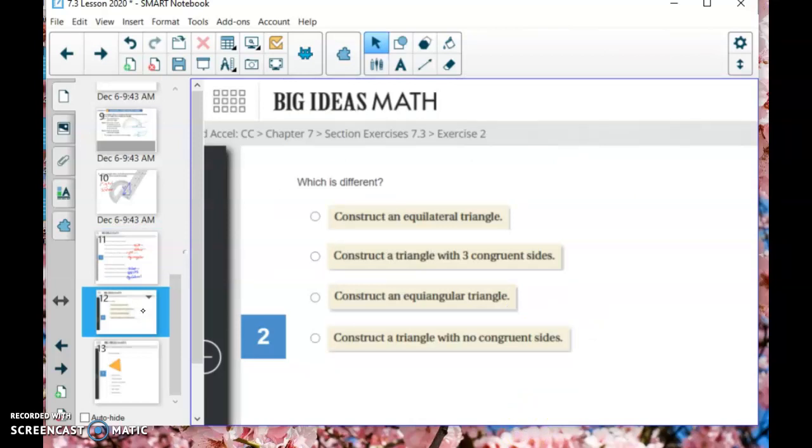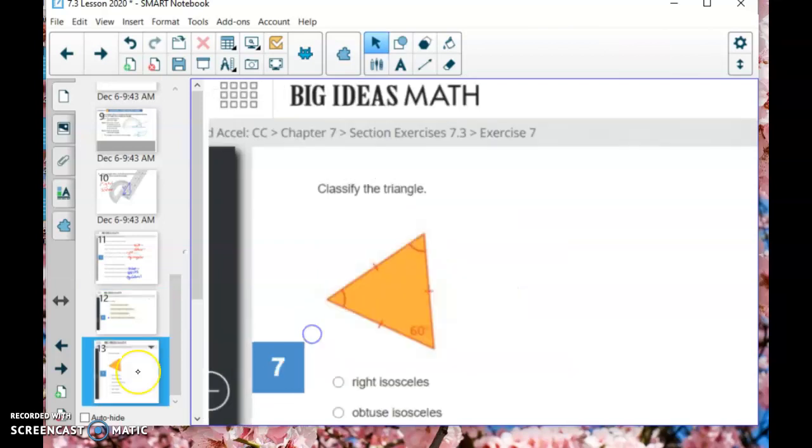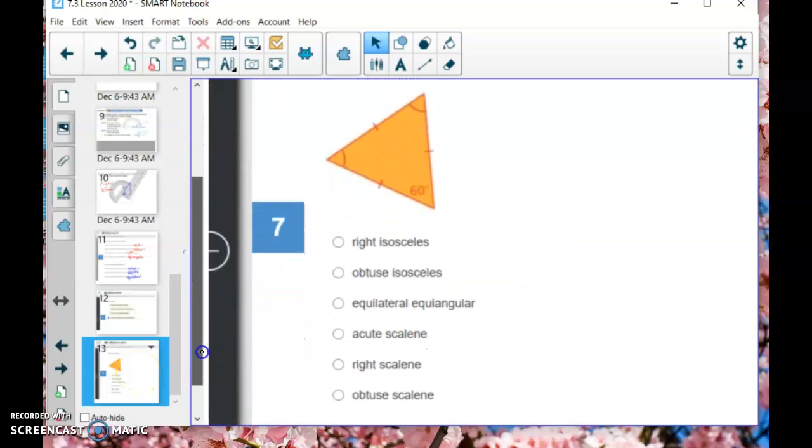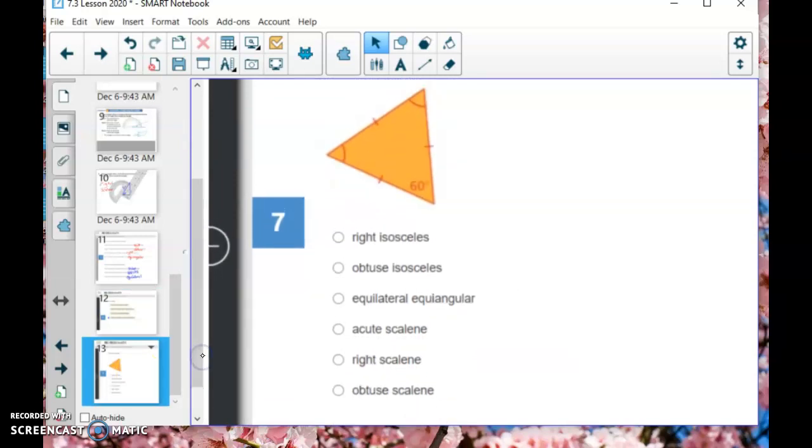All right, next one, which of these phrases is different? And the one that is different is the one with no congruent sides, because all the rest of them would have 3 congruent sides and 3 congruent angles. And the last one here, I need to classify this triangle. Well, if I look at it, it has 3 equal sides and 3 equal angles, so I would classify it as equilateral, equiangular. You can keep working on the rest of that homework assignment.